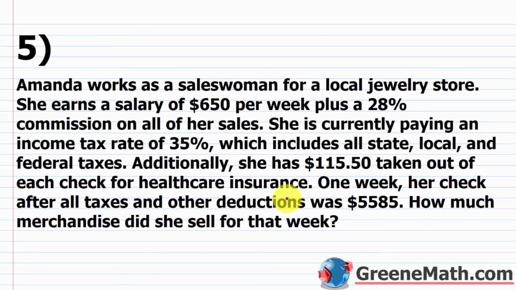All right, let's take a look at problem number 5. So Amanda works as a salesperson for a local jewelry store. She earns a salary of $650 per week plus a 28% commission on all of her sales. She is currently paying an income tax rate of 35%, which includes all state, local, and federal taxes. Additionally, she has $115.50 taken out of each check for healthcare insurance.